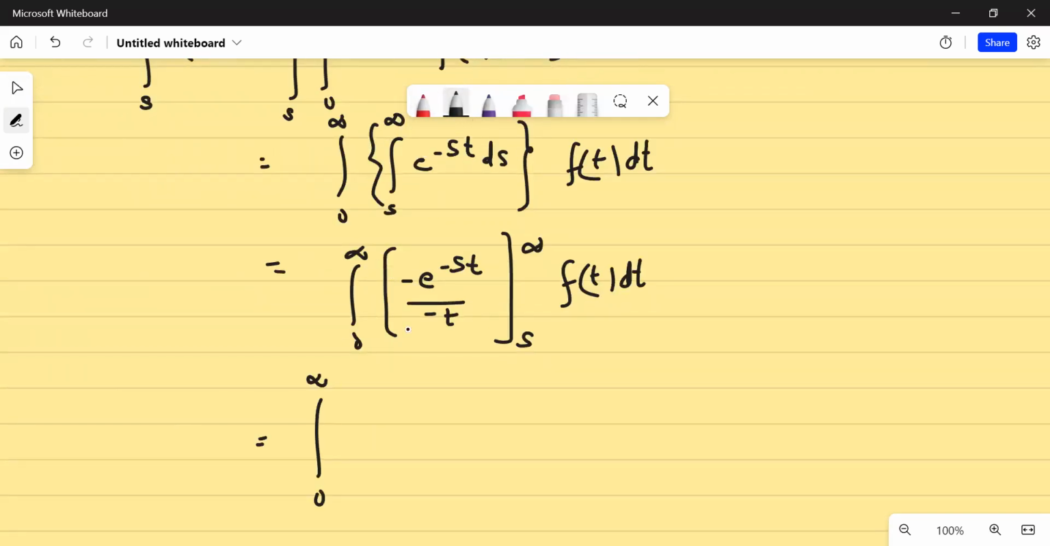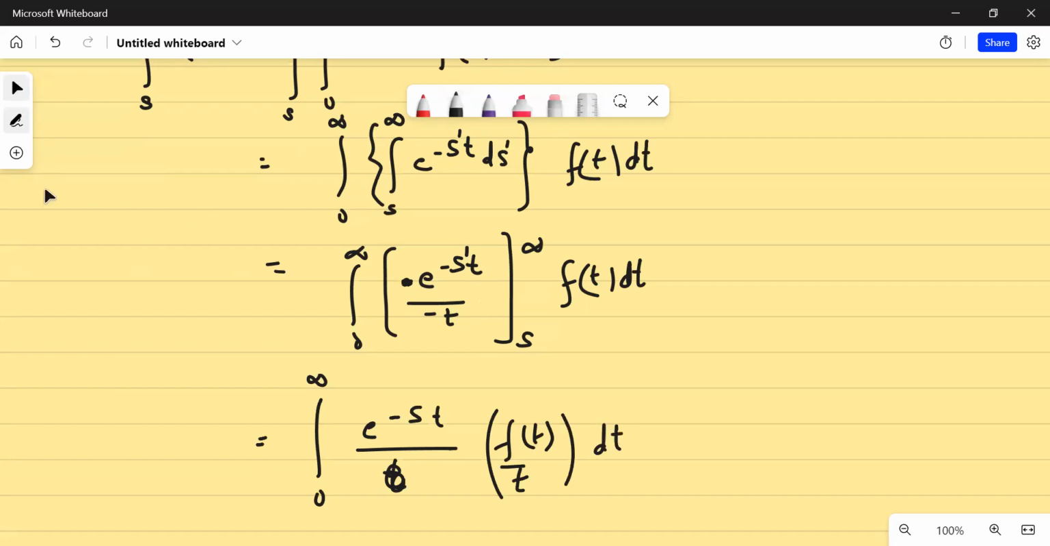So this is what you'll get. You'll get 0 to infinity, and from here this infinity you'll get a 0, and then plus. This will give you e to the power minus st. In place of s dash, you have to place s. So I've placed s there. You have a t here.